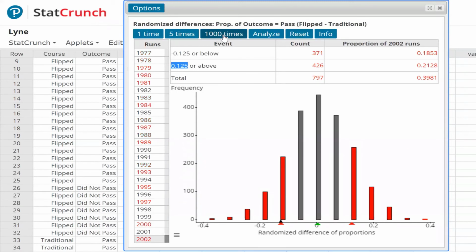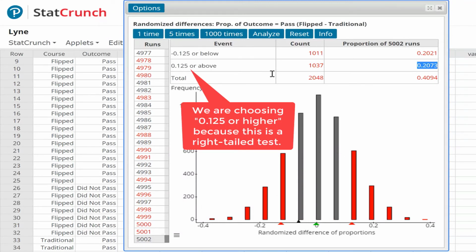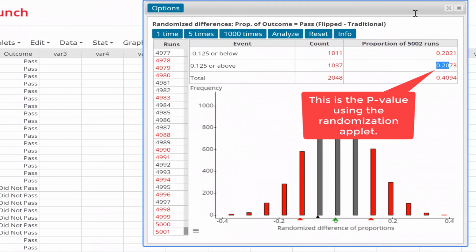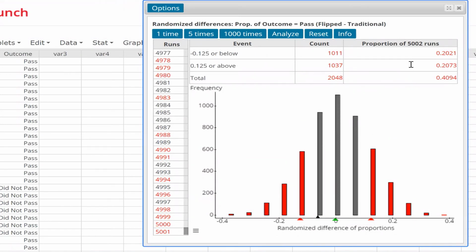So if I do this over and over and over again, so there we are, 5,002 times, you can see we observed a sample difference in proportion of 0.125 or higher about 21% of the time. There's my p-value. So here the p-value is 0.2019. Here the p-value is 0.2073. The p-values differ because of the randomness involved in the assignment of the course. Okay, they're going to be close, but they're going to be slightly different from each other.